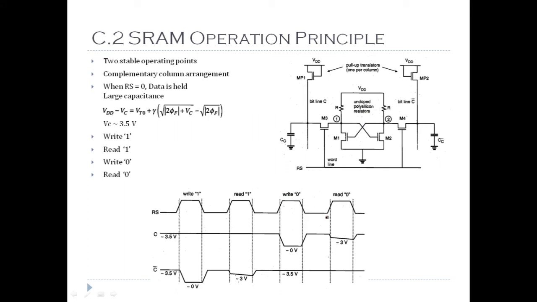Now let's look at the operation of write 0. Initially when RS is 0, this is 3.5 and this is 3.5. We have to write 0. Let's assume that 1 is stored in it and 0 is stored in this. Because 1 is stored in this, this is on, so it is pulled down to 0, and this is off. This is the situation before writing 0.